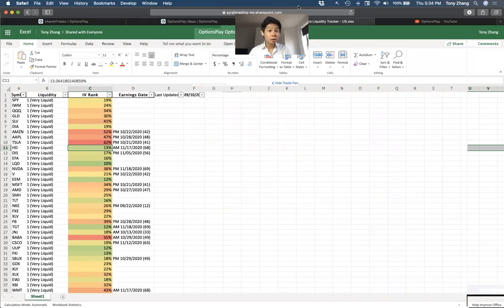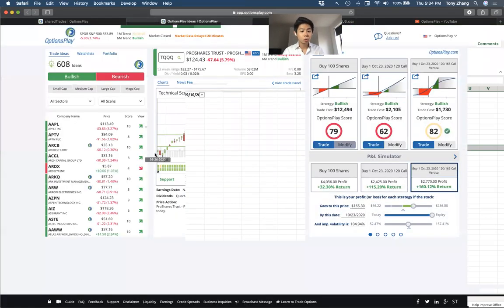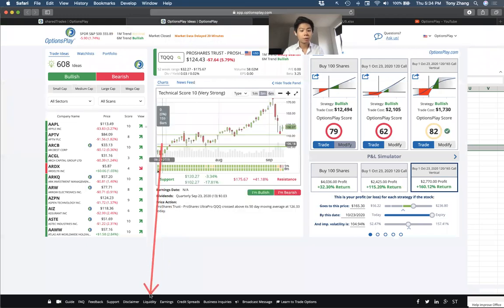You can use that on your liquidity link at the bottom of your OptionsPlay tool, which you can find here at the bottom of your OptionsPlay tool.